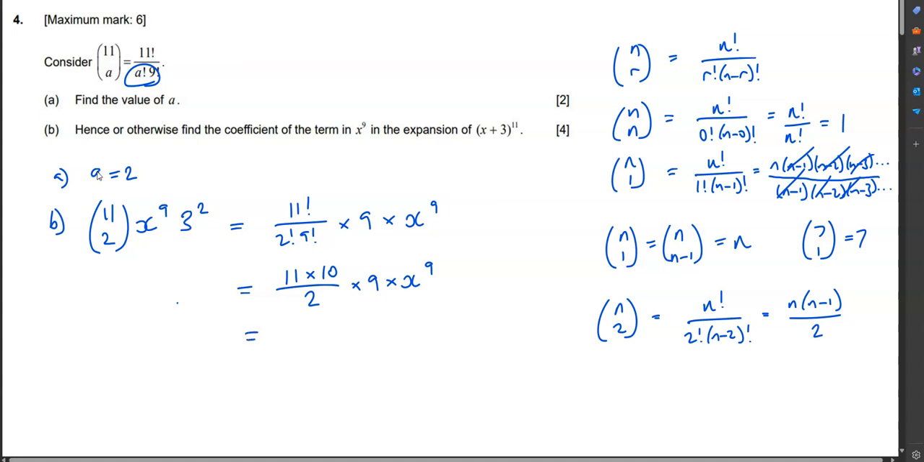That gives me 11 times 5 times 9, x to the 9. That's 45 times 11, which is 495 x to the 9. Make sure we state the coefficient is 495. Okay, hopefully that was a gentle one to get warmed up with.